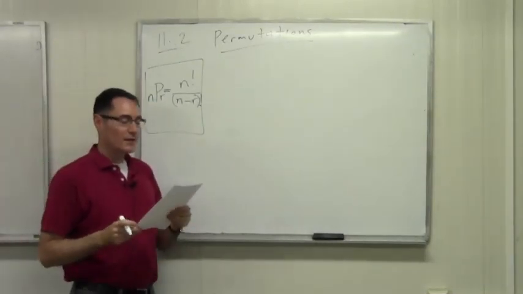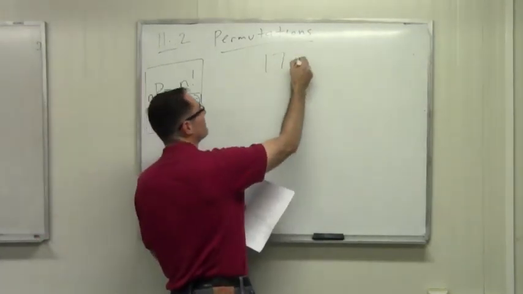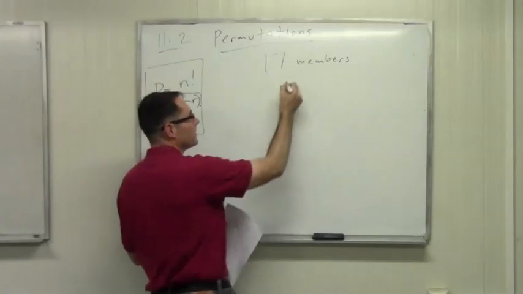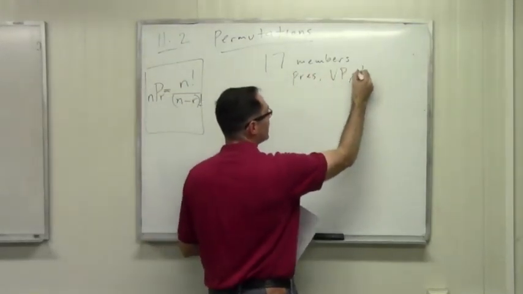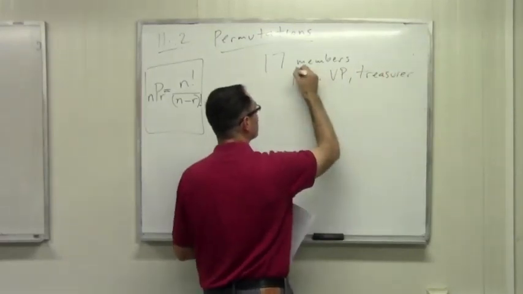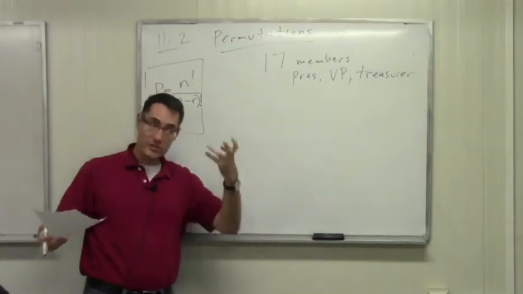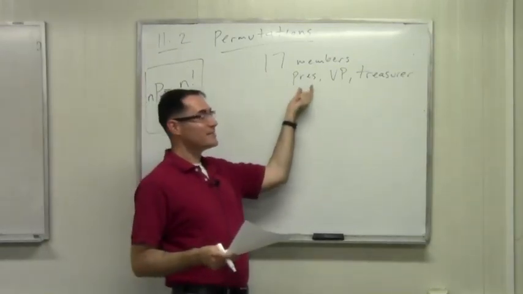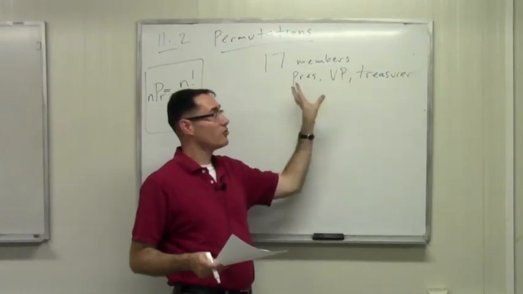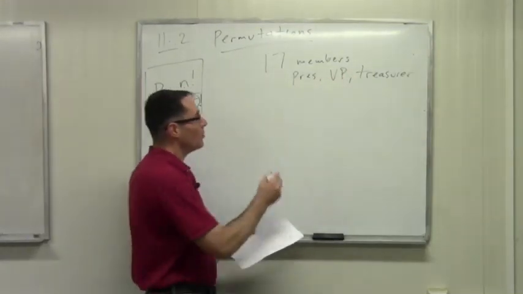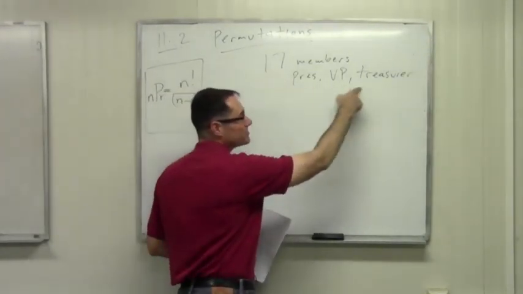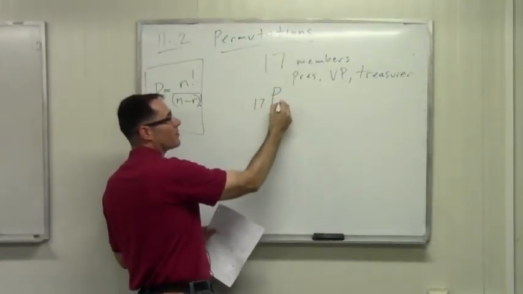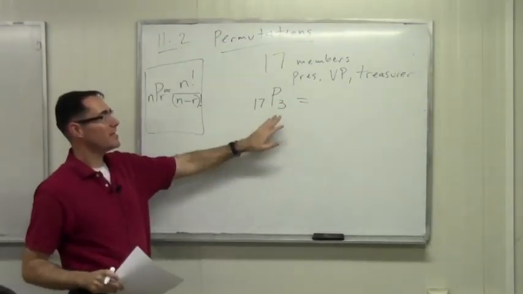So, let's say you have a club with 17 members, and you want to pick a president, a vice president, and a treasurer. Does the order matter once they're picked? Is one person in a different position than another? Sure. The president's a different position than the vice president, and the treasurer. So the order actually matters. We have n members and r positions, n being 17, r being 3. So what we would write is 17P3. That's the permutation of 17 items taken 3 at a time.